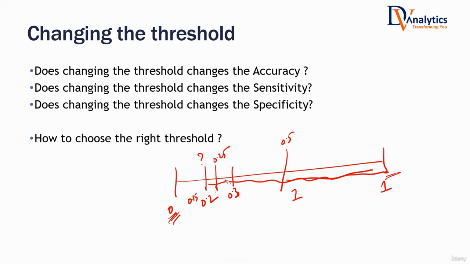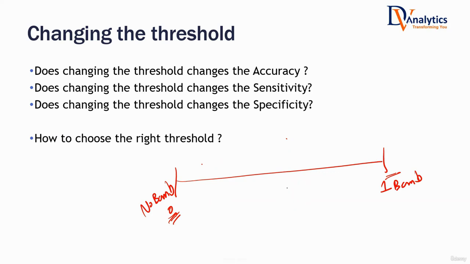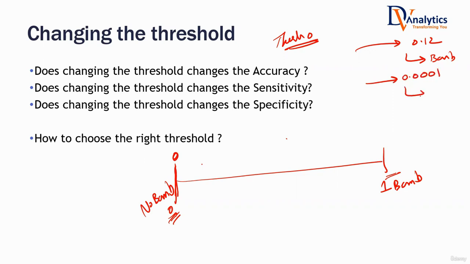For example, class 1 is a bomb, class 0 is no bomb. I know that you're not interested in no-bomb cars; you're interested in finding the bombed cars. Imagine you're keeping the threshold at 0 itself. What happens? The first car comes. The probability is 0.12. What will you do? You will classify that as 1, bomb. Second car comes. The probability is 0.001. You will classify that as bomb too.